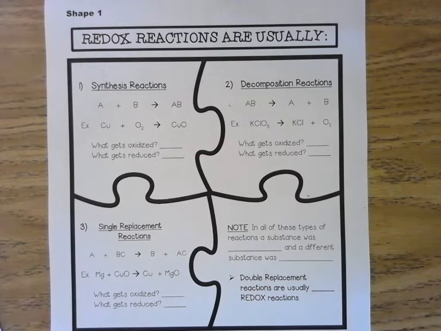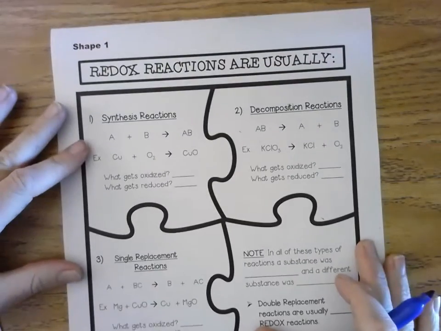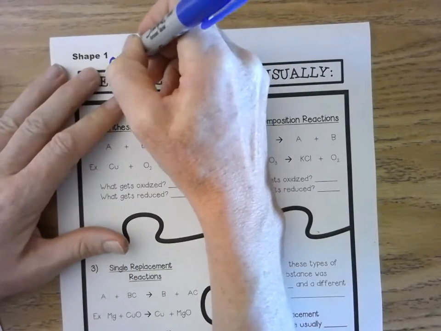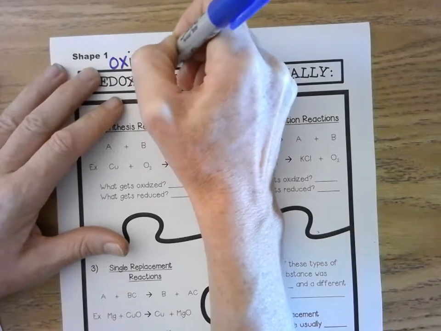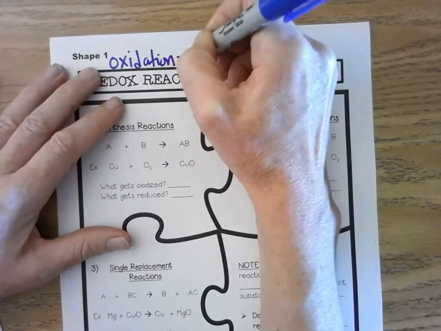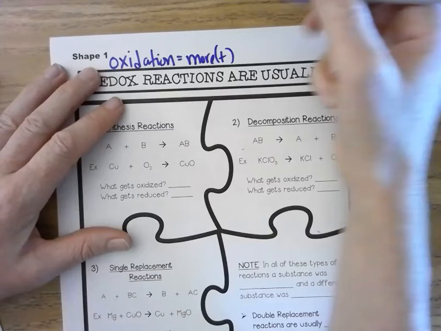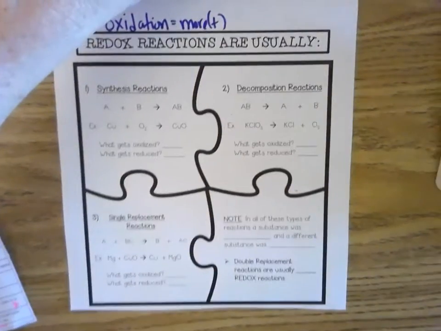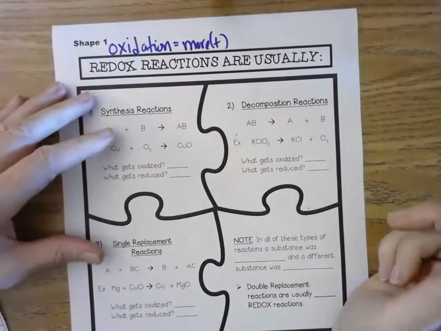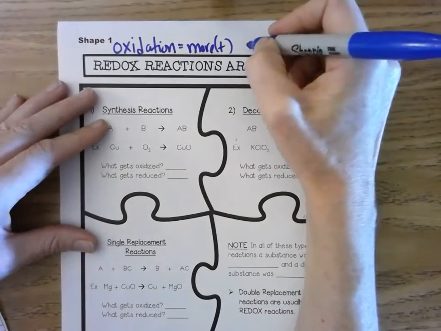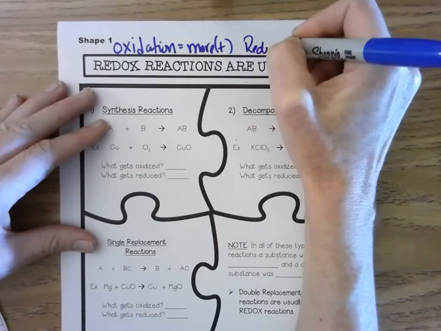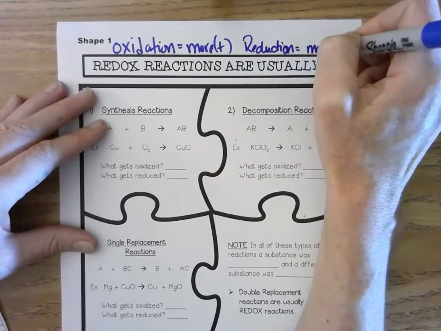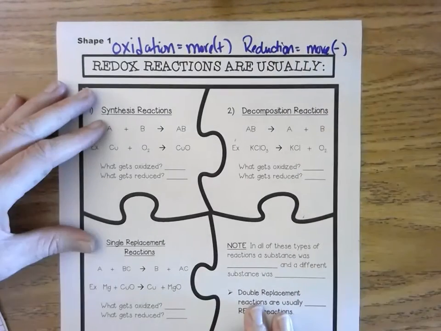I am going to jot down here that oxidation, which is loss of electrons, things get more positive, and for reduction, elements get more negative. You might want to add that to your notebook page.